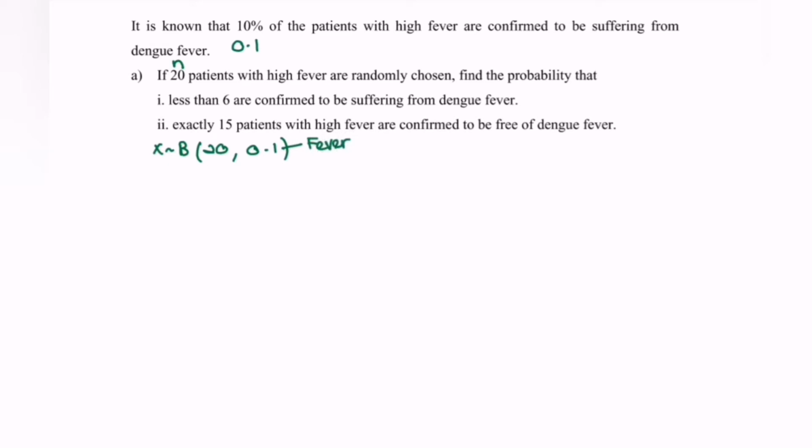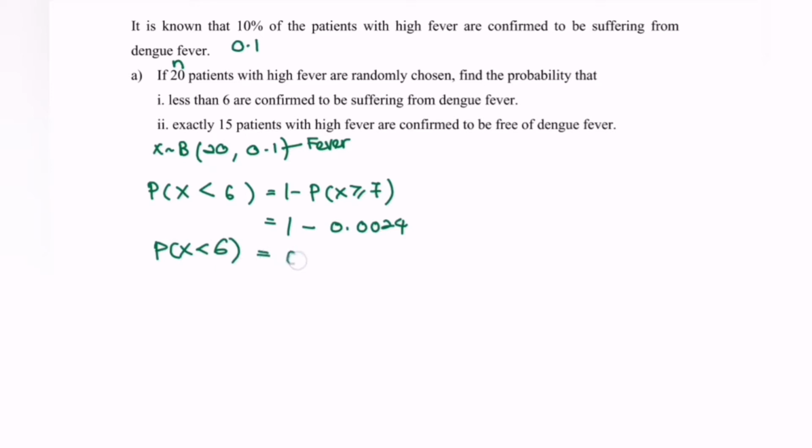Number 1, probabilities that less than 6 are confirmed to be suffering from the fever. So in here, modify the situation: 1 minus probabilities that x greater than or equal to 7. By referring to the table where we have n equals 20 and the probability p is 0.1, kindly refer to the table for the situation x greater than or equal to 7, and we have 1 minus 0.0024. So the probability that x less than 6 is equal to 0.9976.